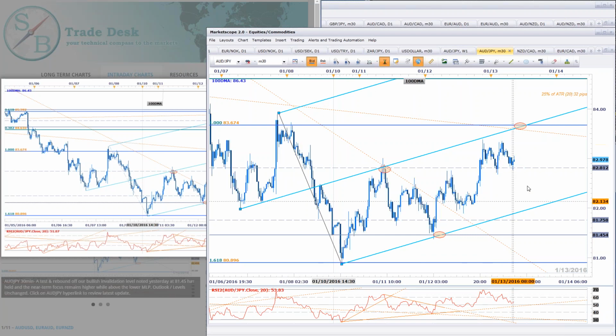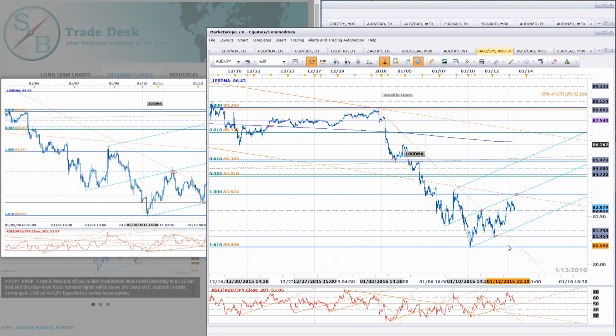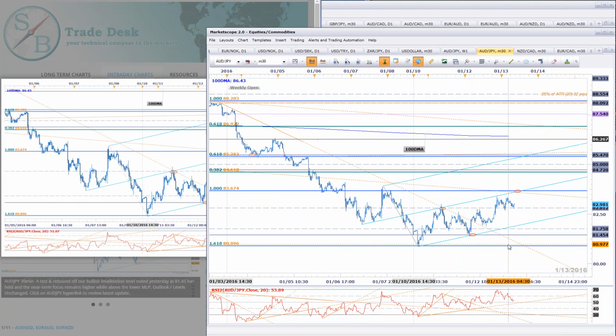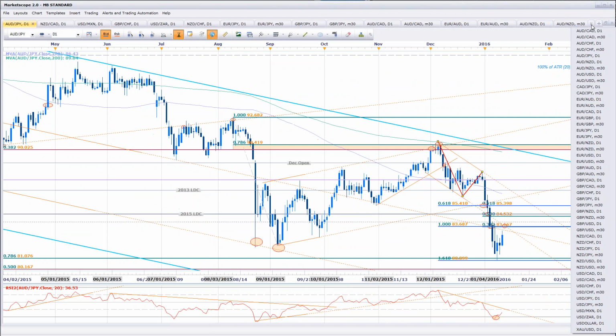Any questions on Euro Oz? Chris says, same as Aussie Dollar. Oh, well, you know what? Let's look at Aussie Dollar. So this is what Euro Oz looks like. It is similar to the Aussie Dollar, although I'll point out the differences in a moment.